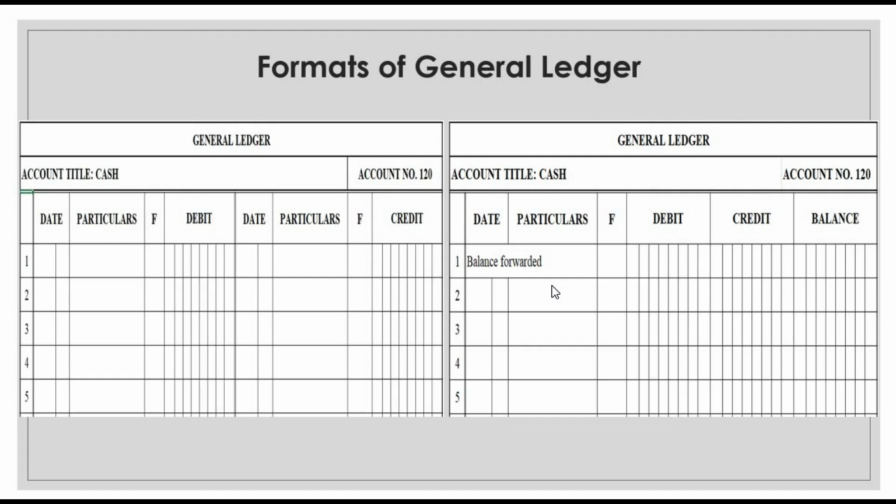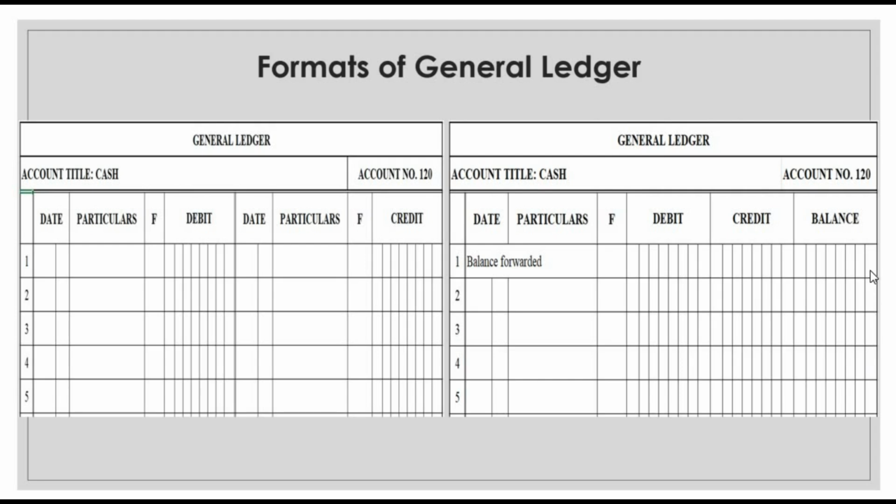In this particular format, this is applicable when we are using computerized systems. For example, if you're using a spreadsheet or a program, usually this is how the general ledger looks. Here, of course, we know the date, and the particulars, which is the transaction. Then the debit side is where we put the amounts of the debit transactions. Here are the amounts of the credit transactions. And then the balance. So, in this format, you will have a running balance.